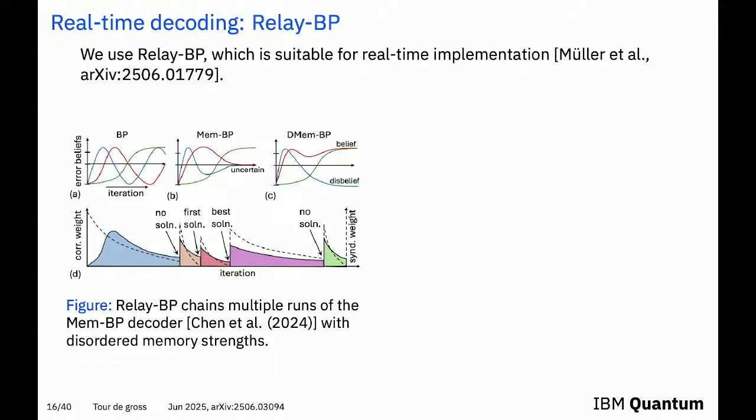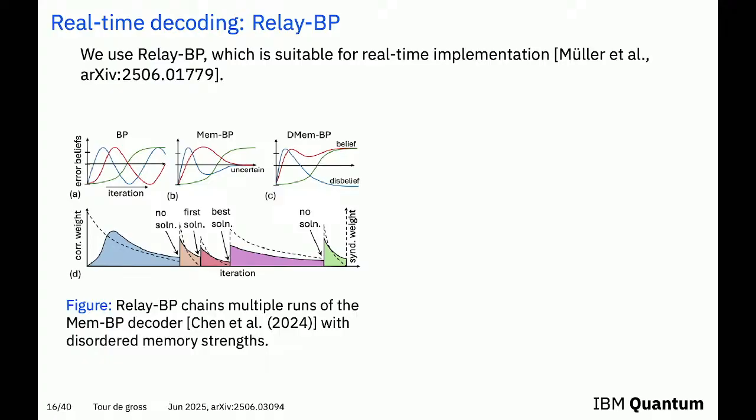I think it's called EWA init, maybe, by Chen et al. We call that the MEM-BP decoder. And the improvements are as follows. The BP decoder has certain beliefs that might oscillate and will never converge. So what MEM-BP does is include some memory terms, but this could converge to an uncertain belief. So in relay BP, the memory terms are disordered, so that kind of kicks you out of symmetric trapping sets.